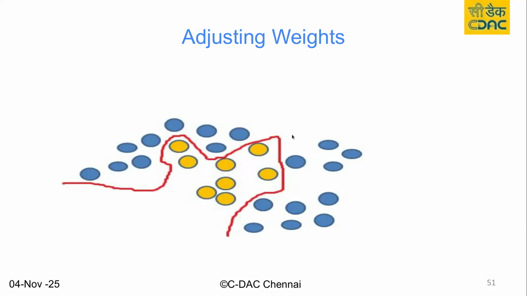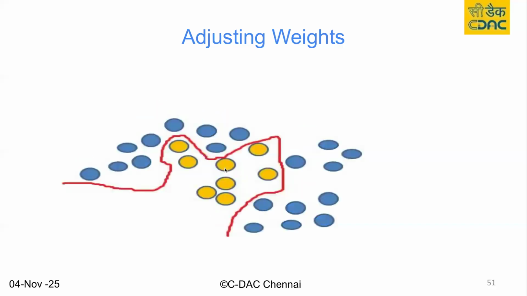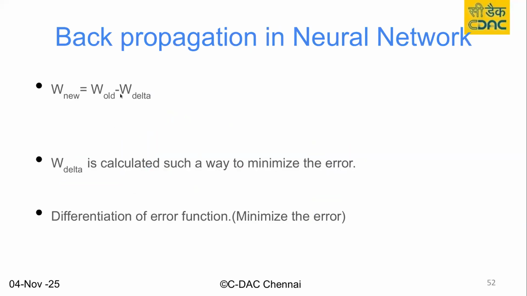So many times we get a neural network of 95% accuracy, which means there may be some error which we are not able to classify for the input data set. So this process is called training of a neural network. Training means we are adjusting the weights in such a way that the error is minimized. So each time we will adjust the weight W old with the value W delta.